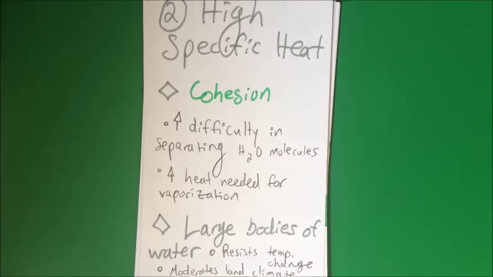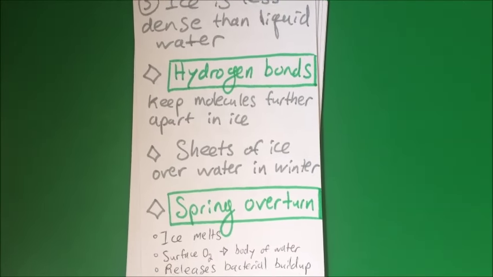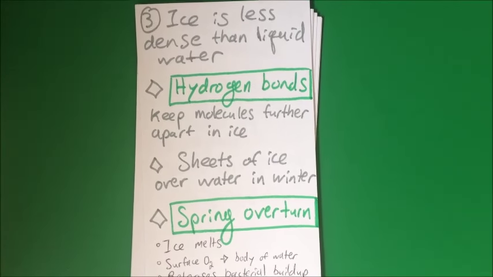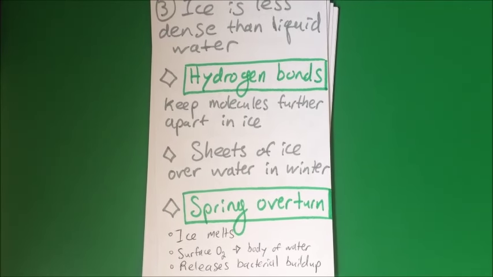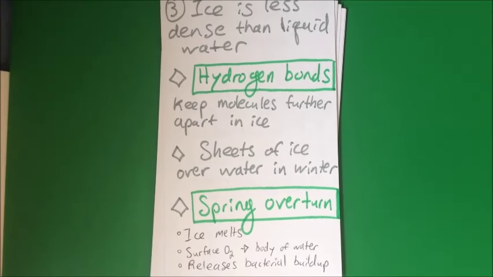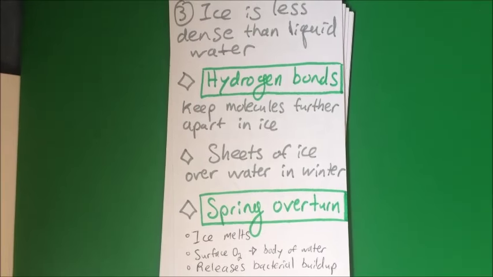The third property, the observation that ice is less dense than liquid water, is due to the hydrogen bonds of H2O molecules. These bonds keep molecules farther away from one another in ice, allowing sheets of ice to form over liquid water in winter. This leads to spring overturn, which occurs when the ice melts, allowing oxygen from the surface to circulate in the body of water and releasing bacterial buildup from the bottom.